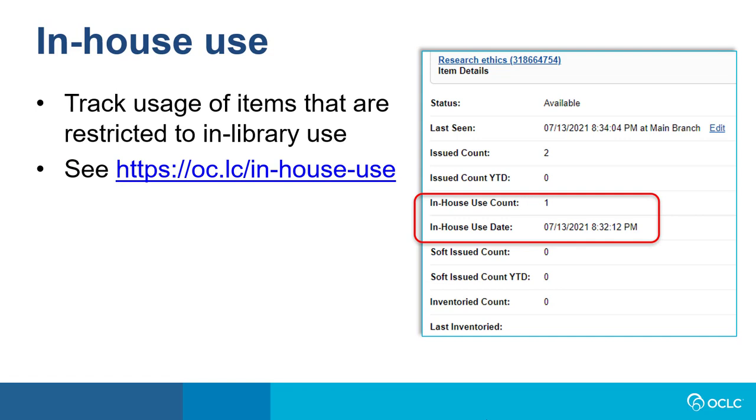In-house use is an optional workflow that tracks usage of items that are reserved for patron use in a reading room or other location on library premises. These items might be archival or rare materials in special collections, microforms, or any other materials that should not leave the library because of their value, age, physical condition, or uniqueness.